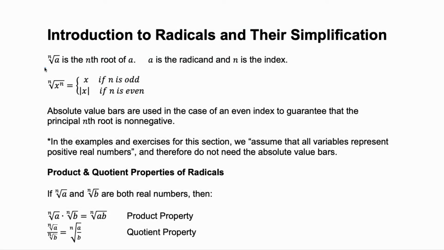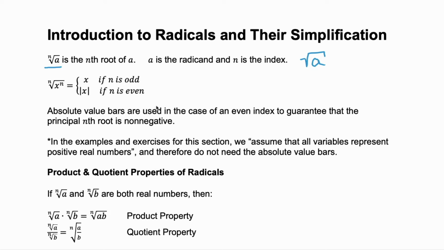Remember, a radical is written in this format. This is called the nth root of a, where a is our radicand and n is the index. Remember, if you have a square root, you don't write the number 2 for the index, it's just implied.